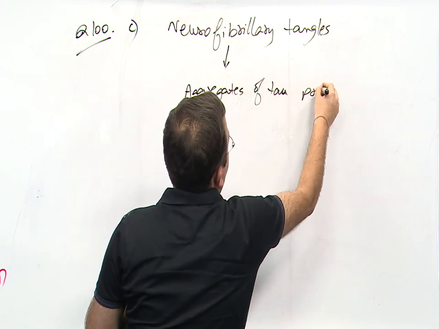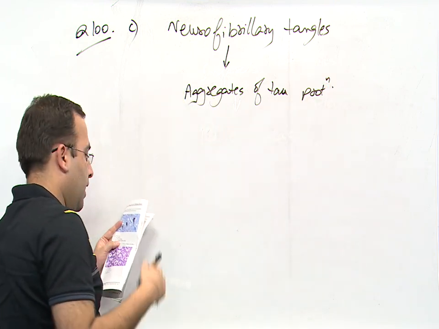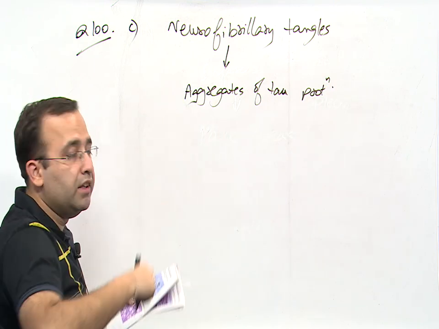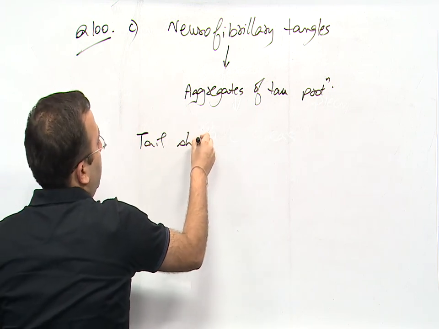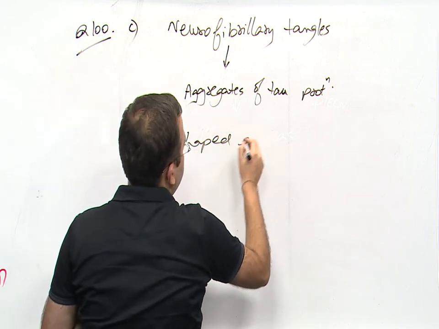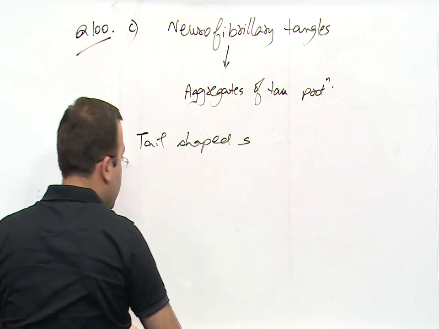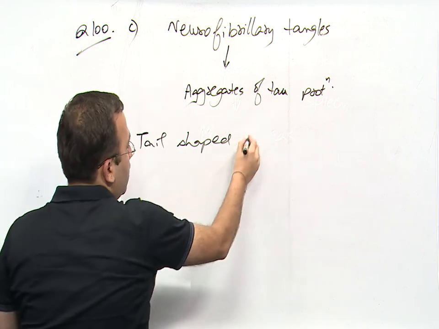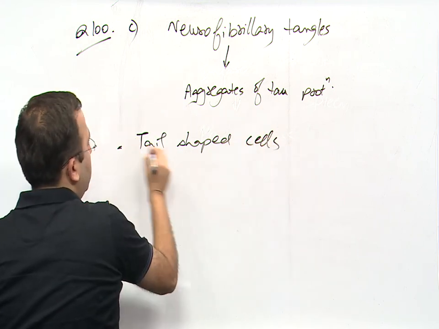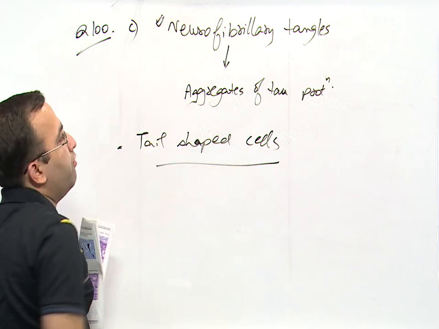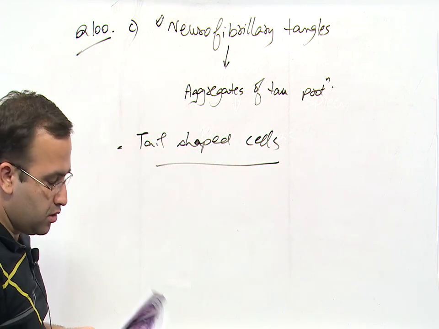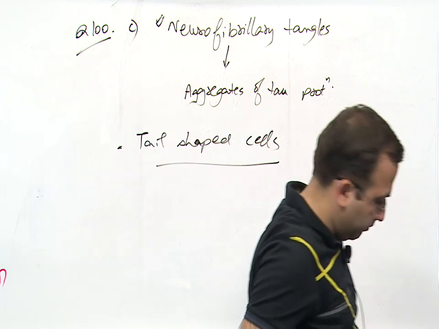These neurofibrillary tangles are aggregates of tau protein, and what they look like are these tail-shaped cells. Tail-shaped cells, which are the neurofibrillary tangles. Done.